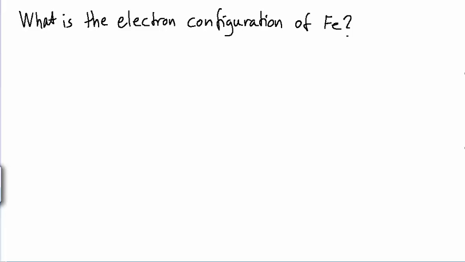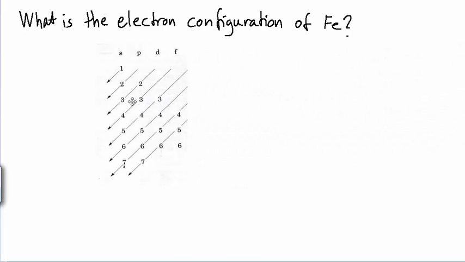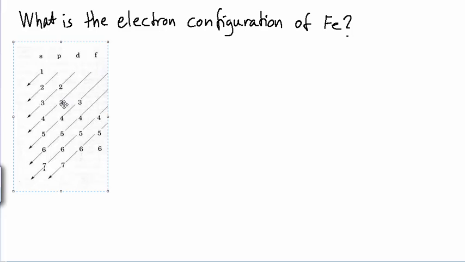Finding the electron configuration of an element is relatively easy. In this video I will show you two ways in which you can determine the electron configuration of every element. Now we can use an image like this to determine the energy levels of the atomic orbitals.